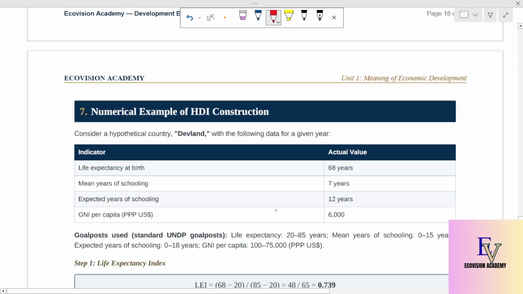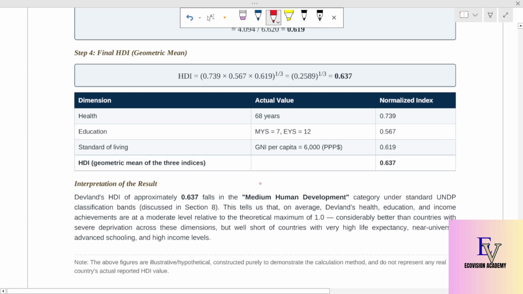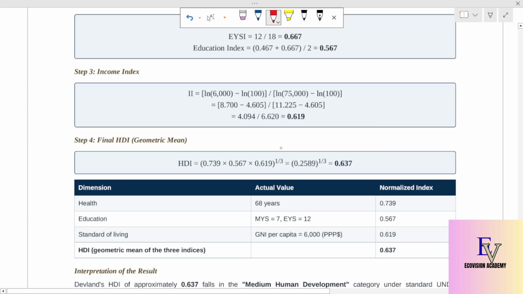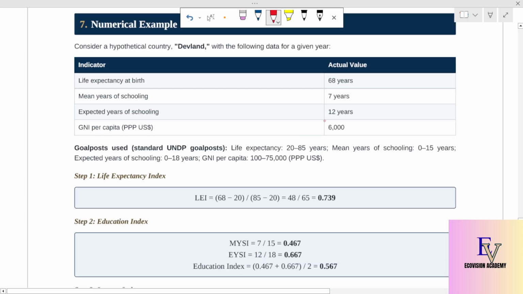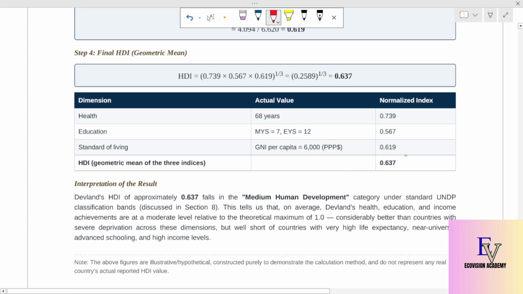Now how to interpret HDI? I have given a numerical example. I will give you an Excel file, and you all have to do it. How can you construct an HDI? I have given a numerical example here also. The actual value is 68 years, mean years of schooling 7 years, expected years of schooling 12 years, GNI per capita is 6,000, and how do you calculate HDI? The HDI becomes, suppose, 0.637.